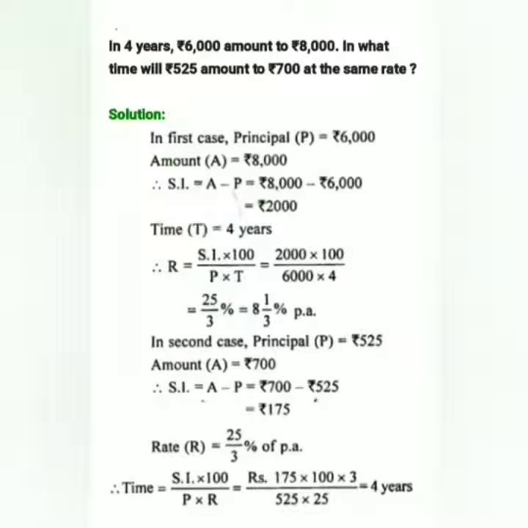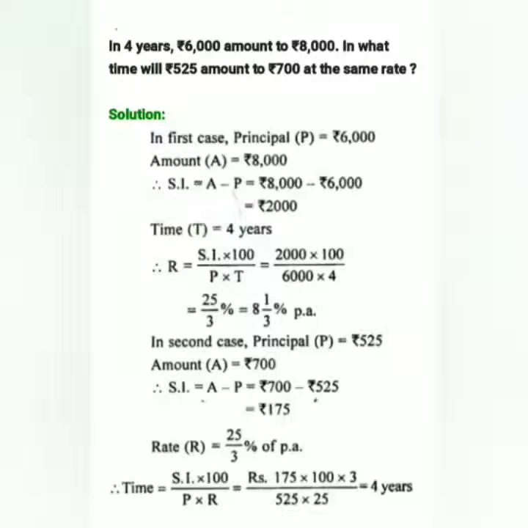In 4 years rupees 6,000 amount to rupees 8,000. In what time will rupees 525 amount to 700 at the same rate? Here we have to solve this question in two parts. The first part says that in 4 years rupees 6,000 amount to rupees 8,000. So 6,000 is our principal and 8,000 is our amount.